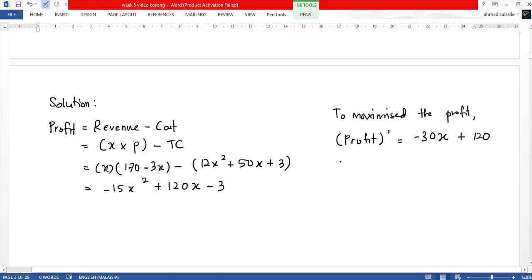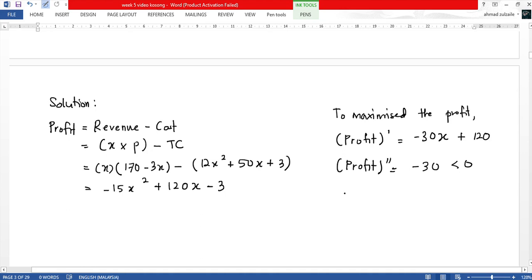Again, in order to maximize, straight away you find the second derivative of the profit. Why? Because in order to identify the nature, whether maximum or minimum, of your stationary point, we use the second derivative test. Okay, now we know the profit will maximize, but is it true that we will get a value of x that maximizes the profit? So therefore we differentiate once more. Differentiating gives negative 30, and negative 30 is less than 0.